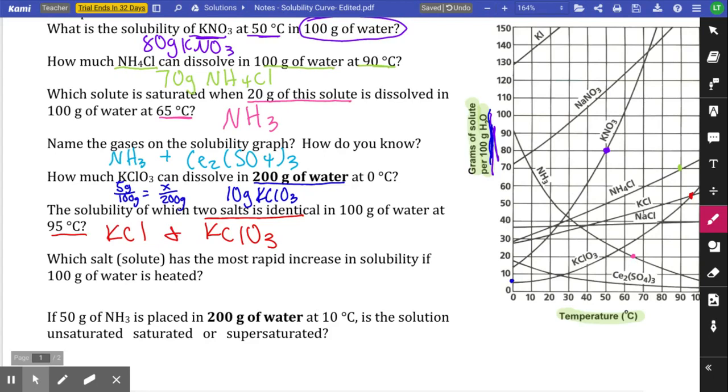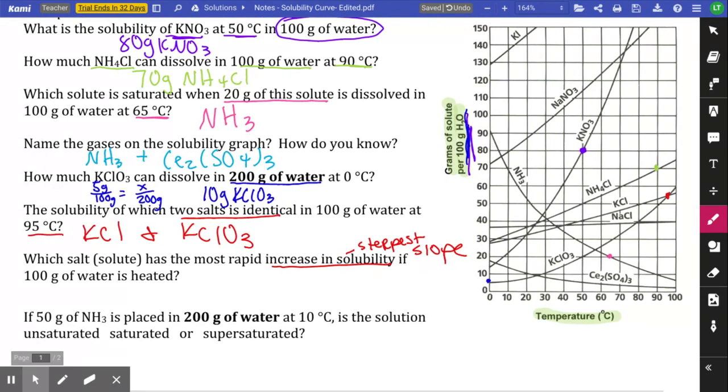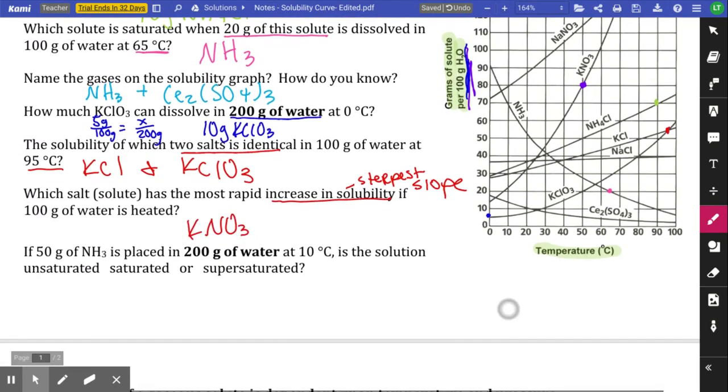Now, my next question is, which graph has the most rapid increase in solubility if 100 grams of water is heated? If I'm looking for the most rapid increase in solubility, remember my lines represent the solubility. So I'm looking for the steepest slope. My steepest slope is definitely KNO3.